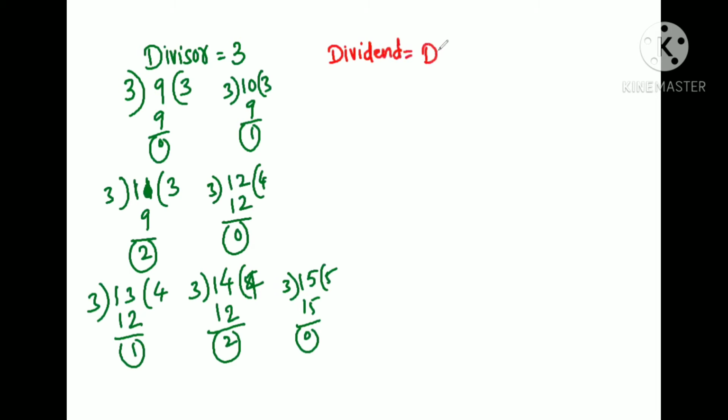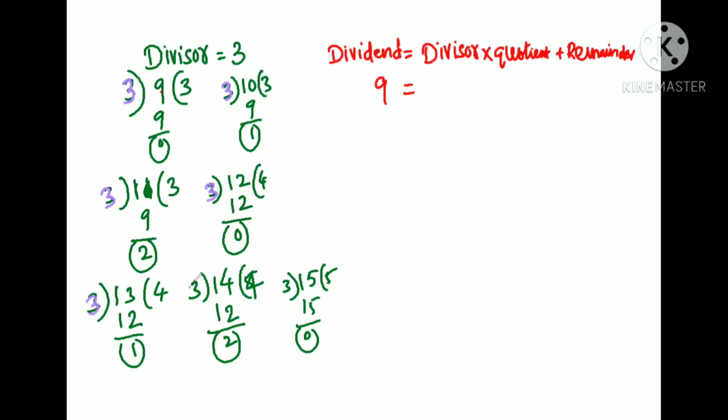Dividend is equal to divisor into quotient plus remainder. So here dividend is 9 and divisor is 3. In every problem the divisor is 3.